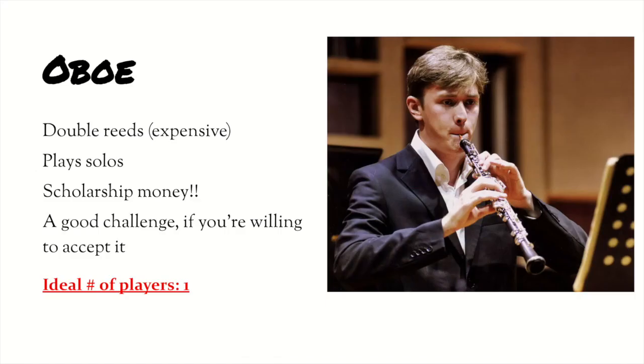The next instrument is called the oboe, and the oboe kind of looks like a clarinet, but the diameter of the instrument is not as large, and it uses a double reed. As you see in this picture, this musician has to wrap both his upper and lower lip around the double reed in order to play it.